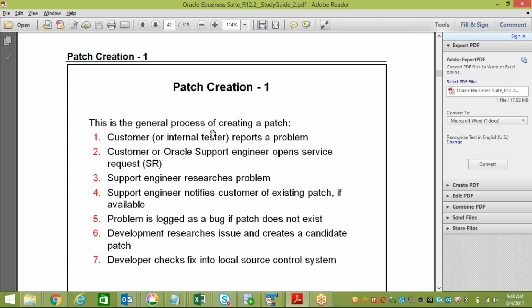So the support engineer reaches out about the problem. The support engineer notifies the customer of an existing patch, if available. If a fix is already available, the support engineer will simply give the patch number: you go and apply this patch, and this problem will be fixed. Okay, but whenever they are giving it, they will say, please apply this particular patch on a non-production instance which is similar to the production, which is nothing but the pre-prod instance.